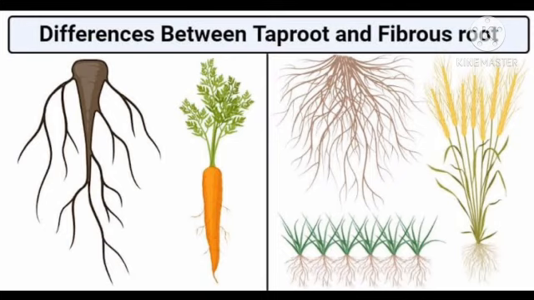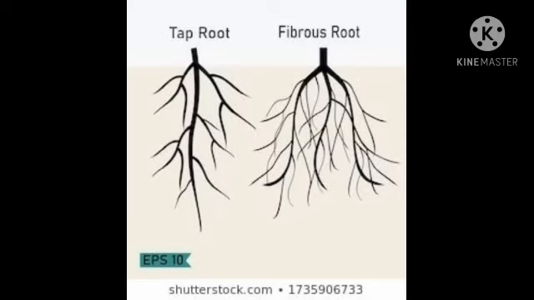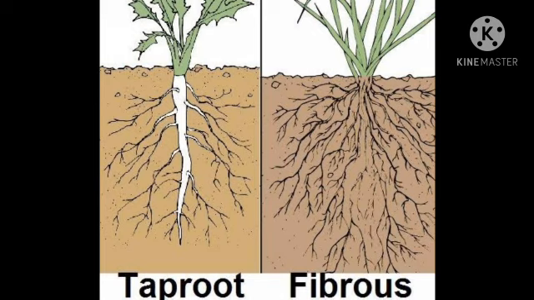The taproot system has one main long root. Smaller roots grow from the sides of the main root, whereas the fibrous root system has many slender, fine branching roots. Plants with a taproot system are usually deeply rooted, while fibrous roots are much shorter.